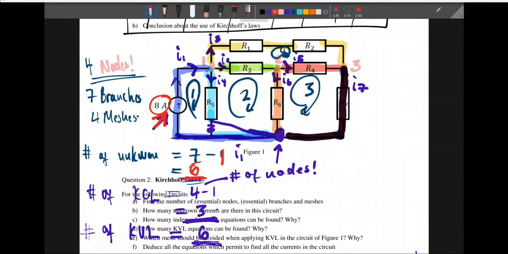Anyway, we did have a current source, so we knew the current in this first branch. And the current in this first branch was 8 amps.